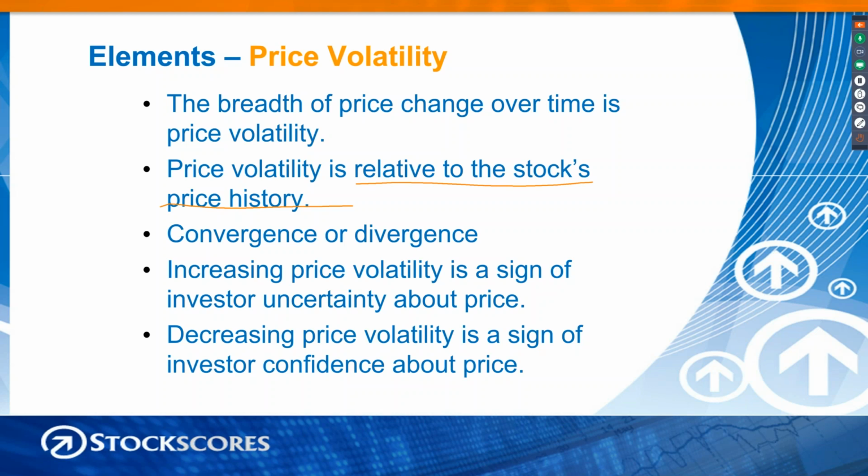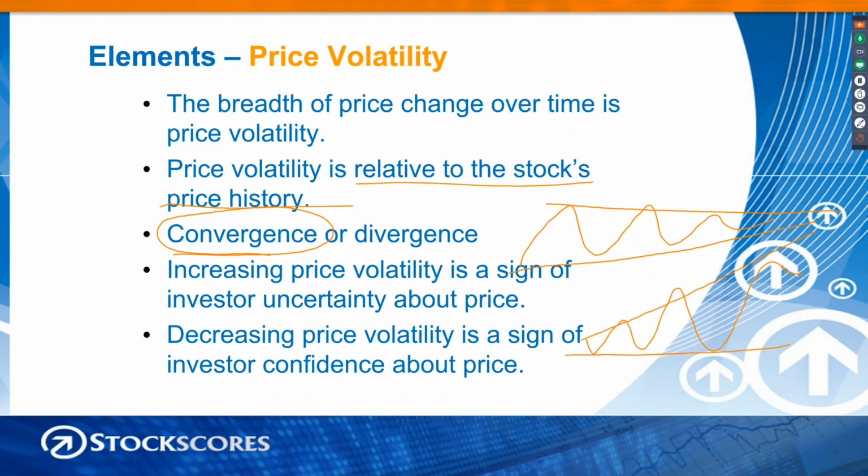And you see there are some terms I have, convergence or divergence. So if we have a pattern and we draw a line across the bottom inflection points and a line across the top inflection points, if those lines are converging toward one another, in other words, the lines are coming together, then we have diminishing price volatility. If those lines are diverging from one another, then we have increasing price volatility.